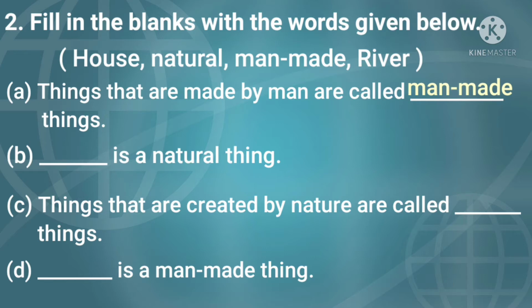Number B. Dash is a natural thing. The answer is river. River is a natural thing. Number C. Things that are created by nature are called dash things. The answer will be natural. Things that are created by nature are called natural things. Number D. Dash is a man-made thing. The answer is house. House is a man-made thing.